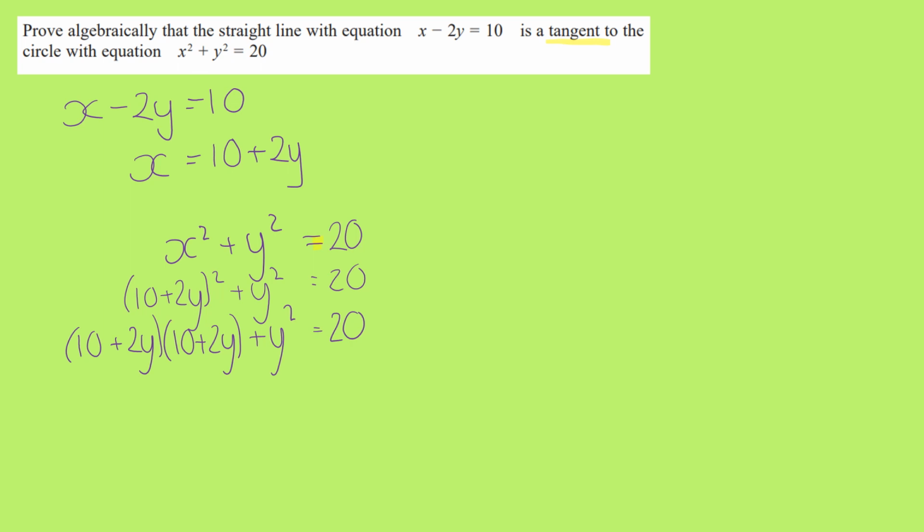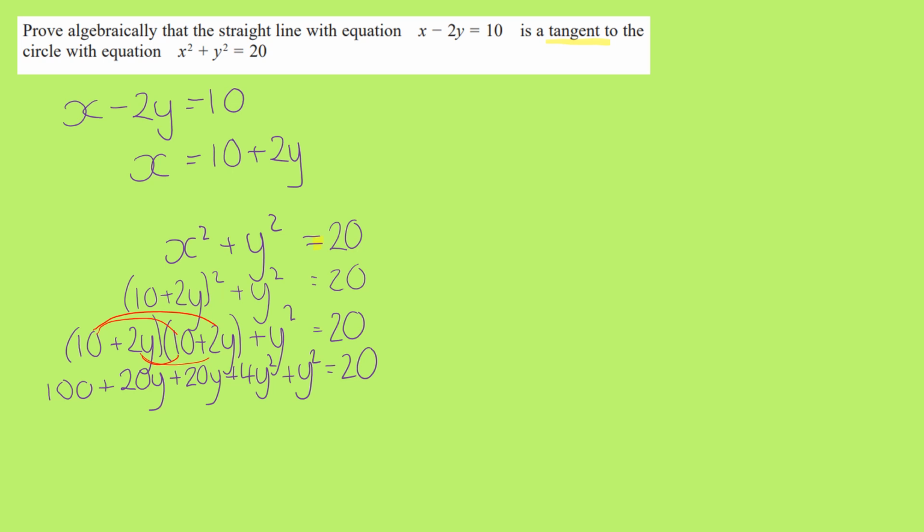So starting with 10 times 10, we've got 100. Then we're doing 10 times 2y is 20y. And then going the other way, 2y times 10 is another 20y. And finally, 2y times 2y, well 2 times 2 is 4, y times y is y squared, plus another y squared is equal to 20. So this is the y squared from here. This y squared is this y squared, so I haven't just added one from nowhere.